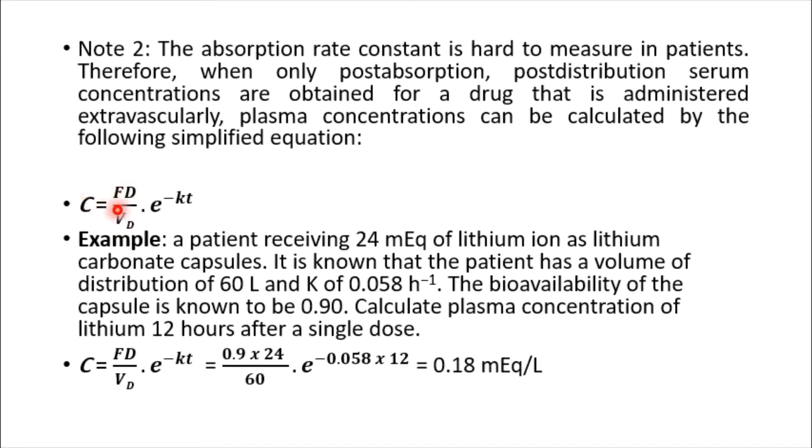An example here is a patient receiving 24 milliequivalent of lithium ion as a lithium carbonate capsules. It is known that the patient has a volume of distribution of 60 liter and elimination rate constant of 0.058 per hour. The bioavailability of the capsule is known to be 0.9. Calculate plasma concentrations of lithium 12 hours after a single dose.